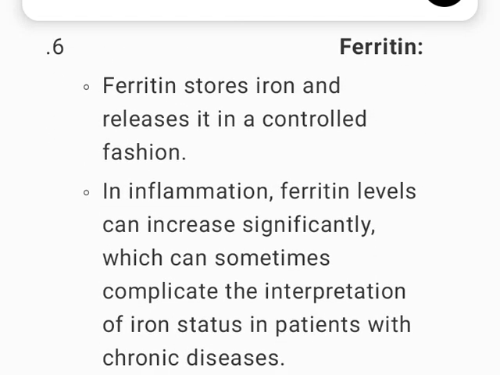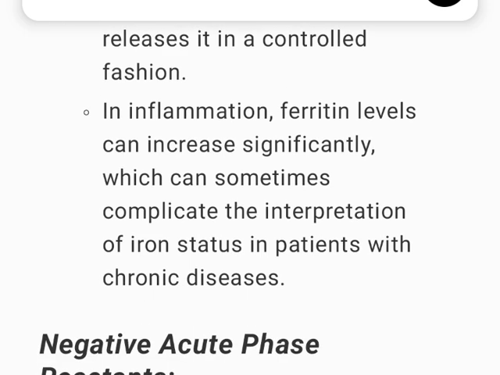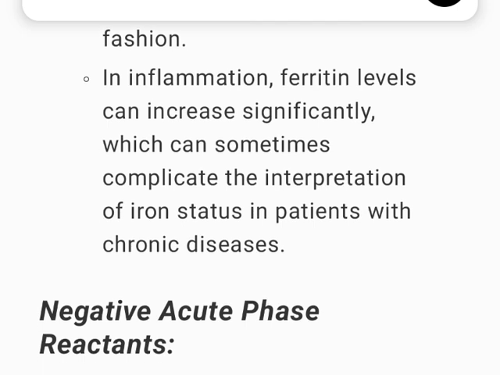6. Ferritin. Ferritin stores iron and releases it in a controlled fashion. In inflammation, ferritin levels can increase significantly, which can sometimes complicate the interpretation of iron status in patients with chronic diseases.